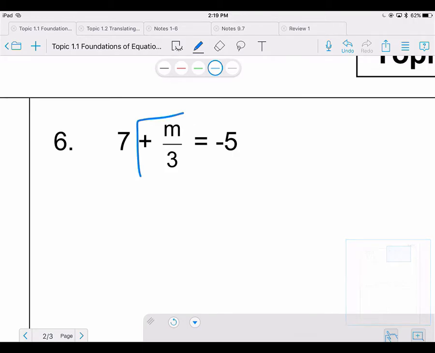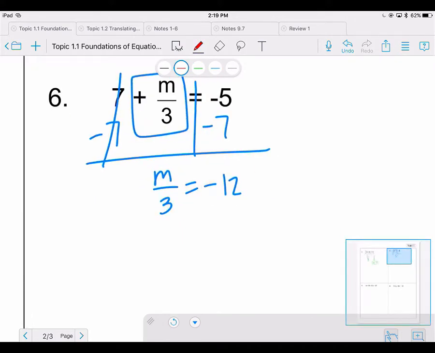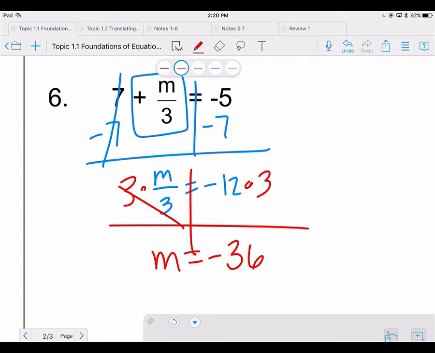Problem 7, I box my variable and I subtract 7 from both sides because 7 is positive and on the same side as m but not directly attached. So on the left side, I have m divided by 3, and on the right side, I have negative 12. And then because m is being divided by 3, I multiply by 3 on both sides, and m equals negative 36.